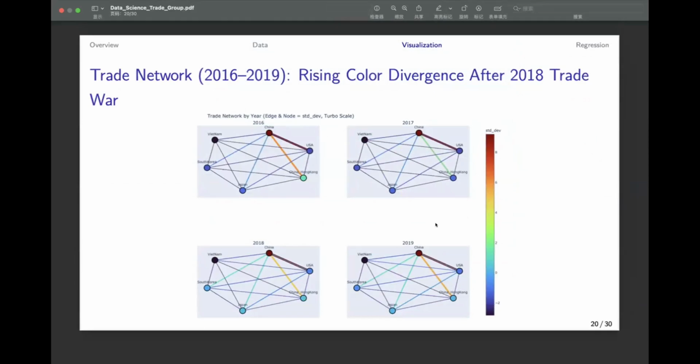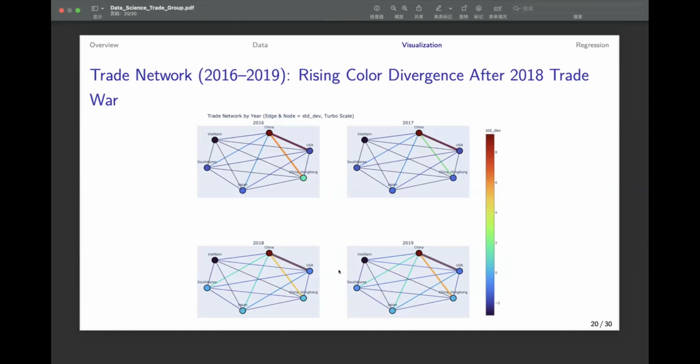Next, we look at the network graph, which visualizes the bilateral export volumes among the 6 countries from 2016 to 2019. In this graph, the color of each line represents a standard deviation of the trade volume. We see a notable shift in the color between 2017 and 2018, especially in the trade line between China and the US, which changes from purple to light blue, indicating a significant drop. Similar changes are visible in China's trade relations with other countries as well.